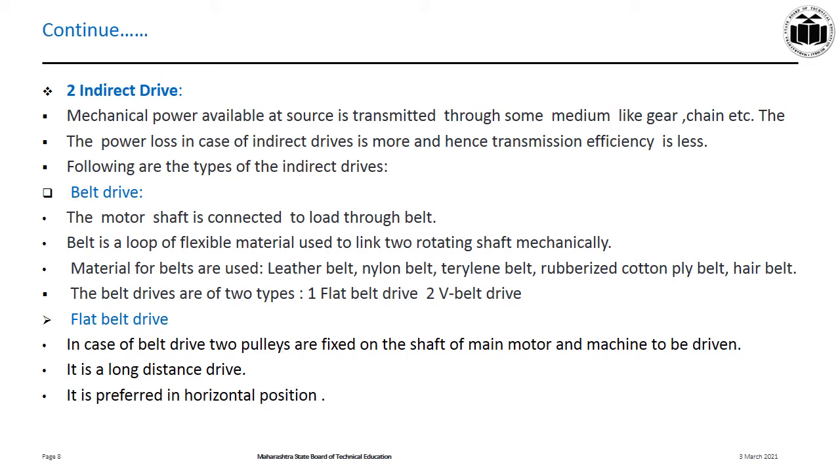Another way to transmit the power is indirect drive. In indirect drive, mechanical power available at the source is transmitted through some medium. It may be gear, chain or belt. The power loss is definitely more in case of indirect drive, and hence the transmission efficiency is less.